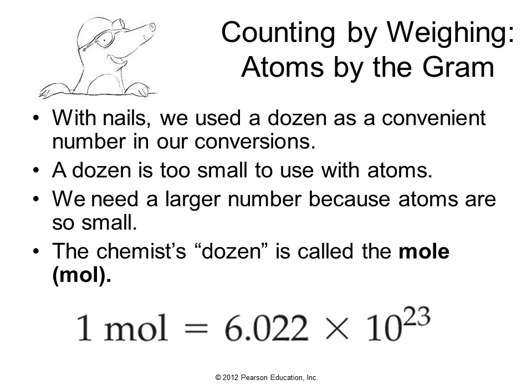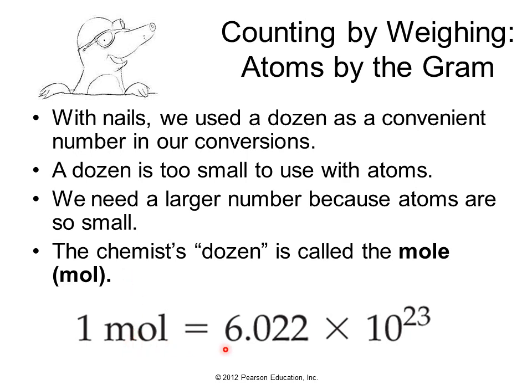Counting by weighing atoms by the gram. With nails we used a dozen as a convenient number for our conversions. A dozen would be too small to use with atoms, even a gross, which is 144. We need a large number because the atoms are so small. The chemist's dozen is called the mole and is abbreviated mol. Not much of an abbreviation.